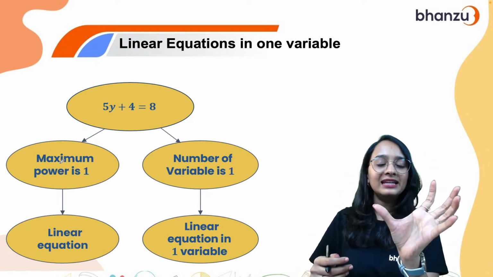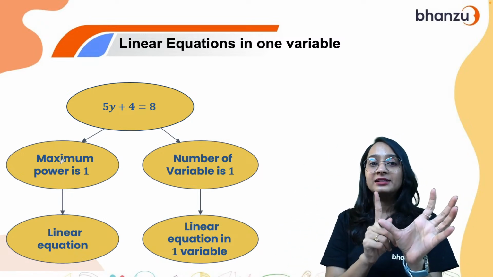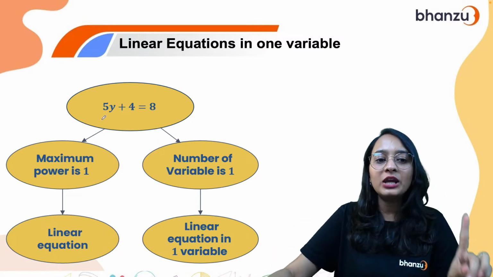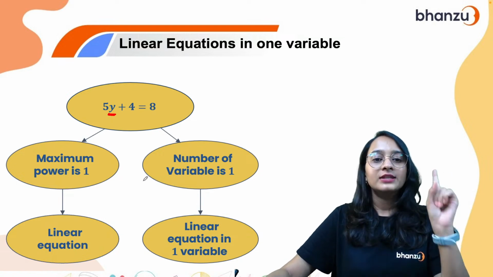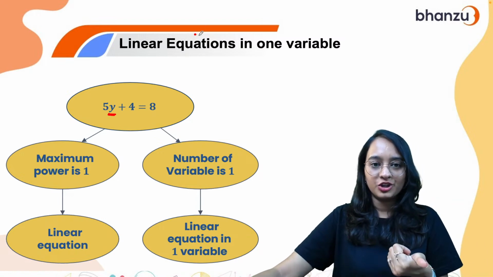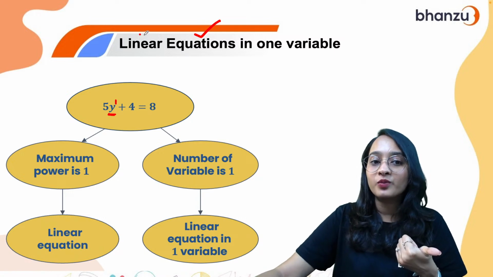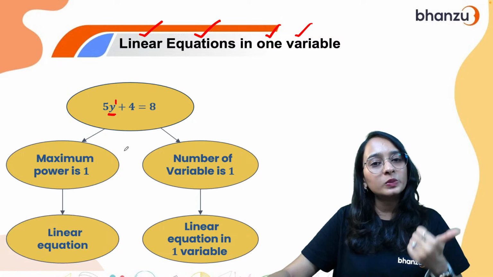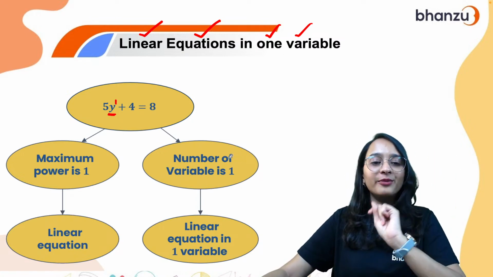Where you have a linear equation and where only one variable is there is considered into picture. Only one variable is there. You're not seeing any other alphabet. You're seeing only y here. Is there any other alphabet here? No. So that's a linear equation. Why? Because first of all, it's an equation. Check. It is linear because the highest power of the variable is 1. So check. And then it has only one variable, which is y. Check.